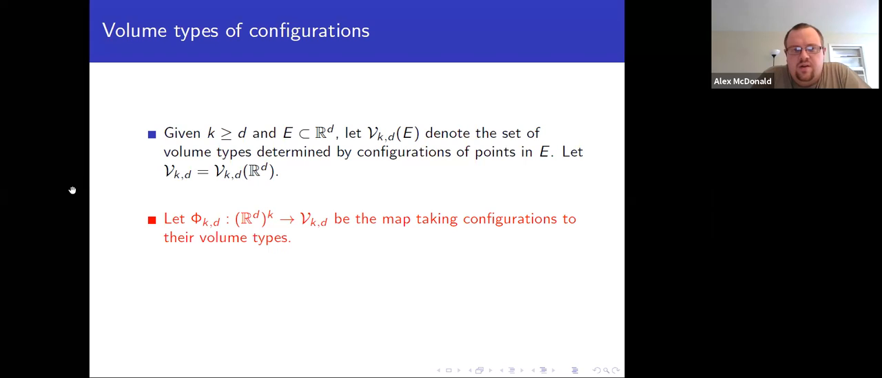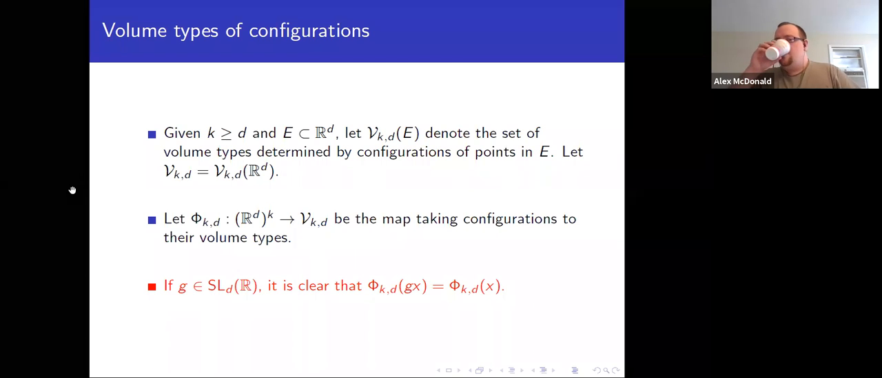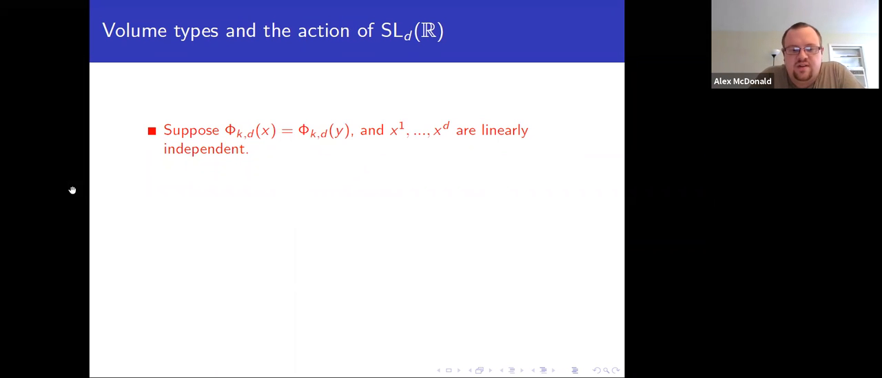Like with the configuration problem, we're going to look at these volume types in terms of group action. The relevant group here is the special linear group. If G is in SL_D of R, it is clear that G of X and X have the same volume type. Up to some notion of degeneracy, the converse is true as well.